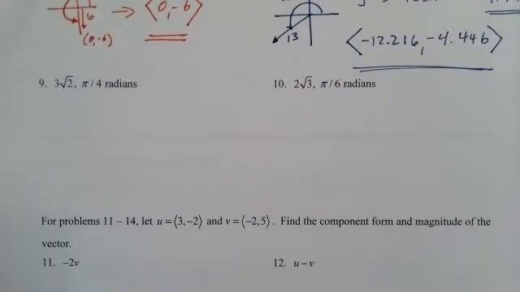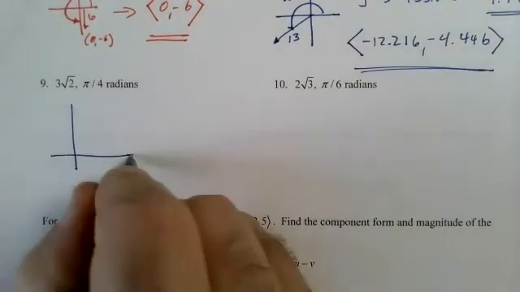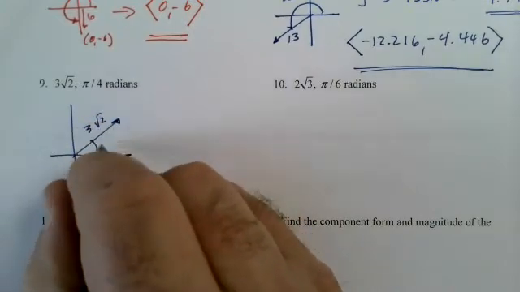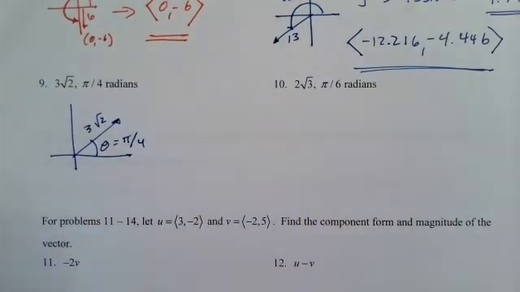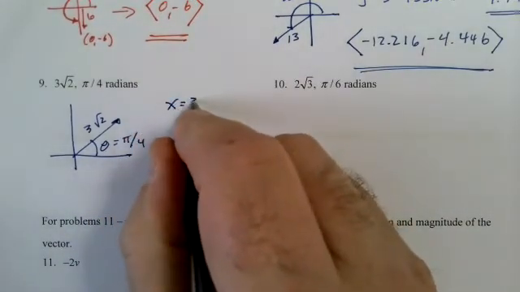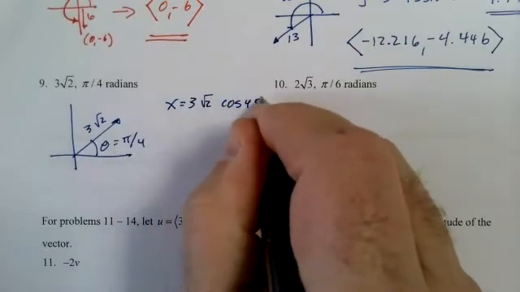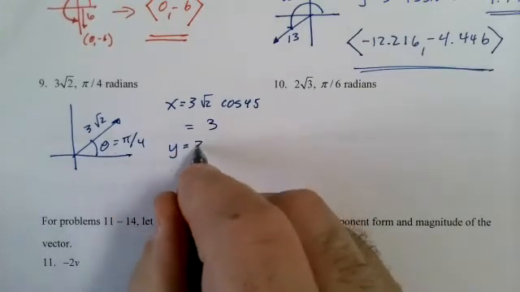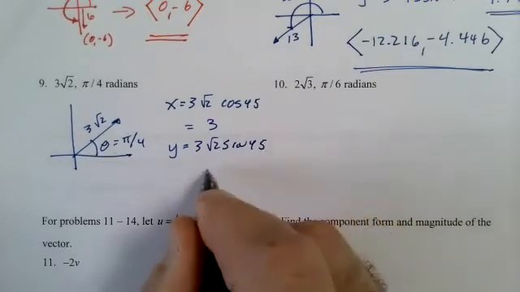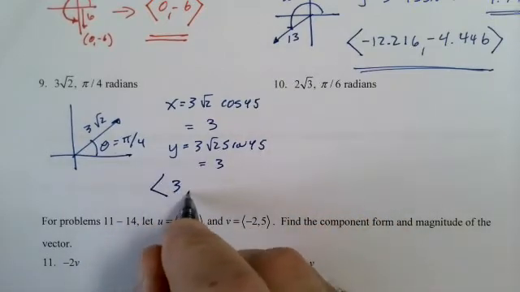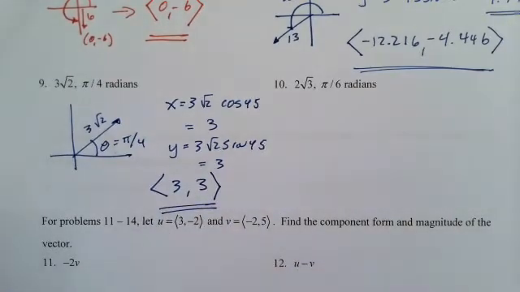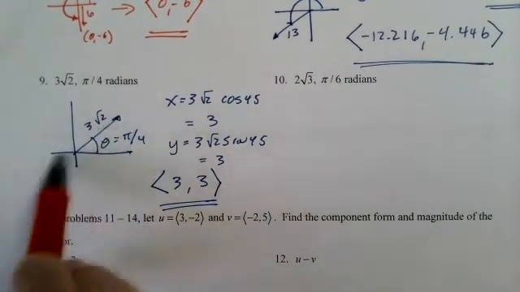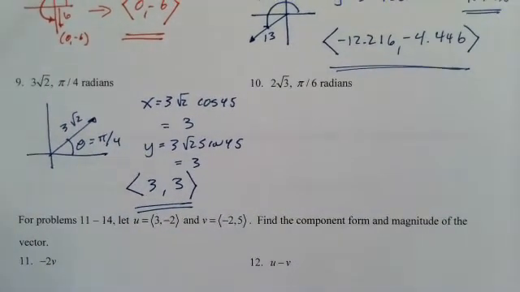All right. 3√2, π/4 radians. X is 3√2 cosine of 45 degrees equals 3. Y is 3√2 sine of 45 degrees, 3. So (3, 3), which we probably could have done without all the math. I mean, it's on the unit circle. 3, 3√2, it's a 45-45-90, so on and so on.